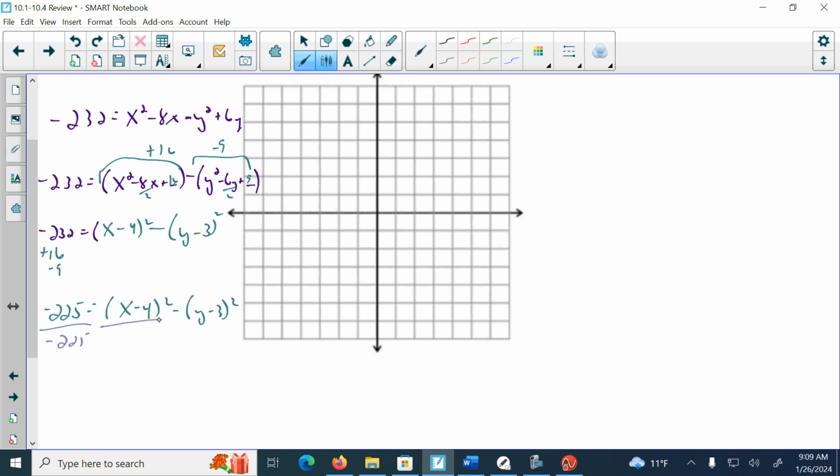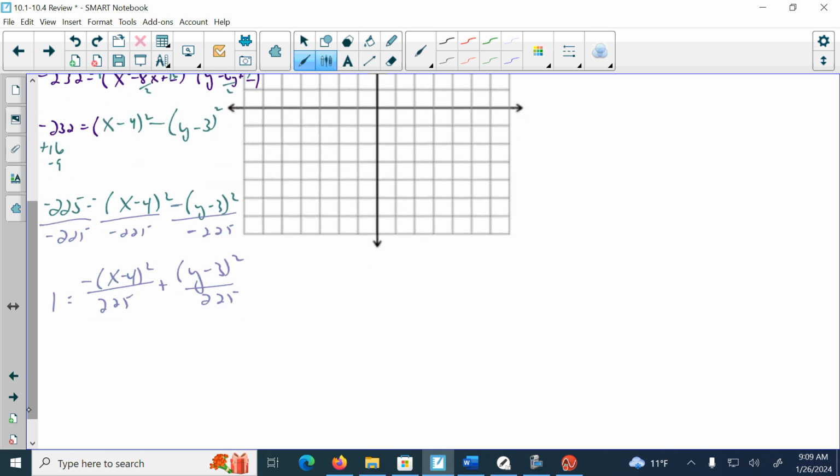So when I divide, this will become a +1, but now I'm taking a positive divided by a negative, so this will become a negative (x minus 4) squared over 225. I'm going to write it like that. Then this negative and this negative will become a positive, and then I'll have (y minus 3) squared over 225.